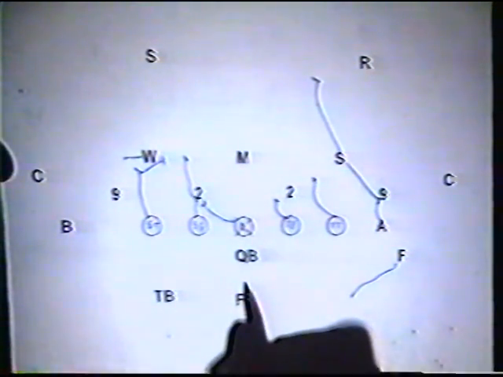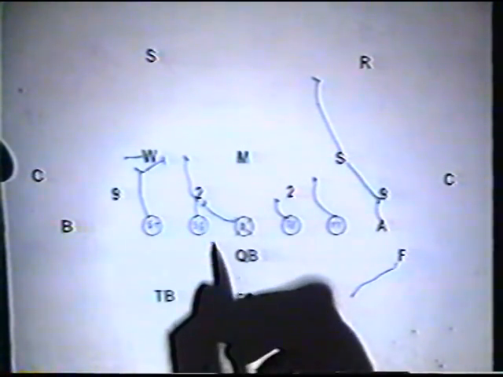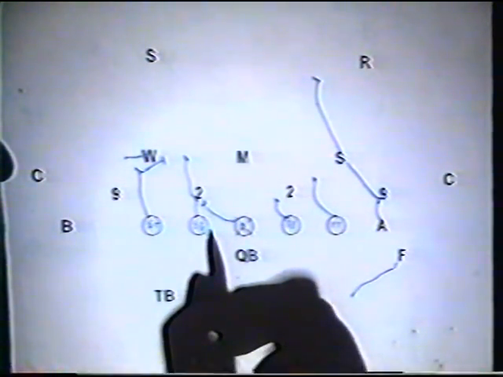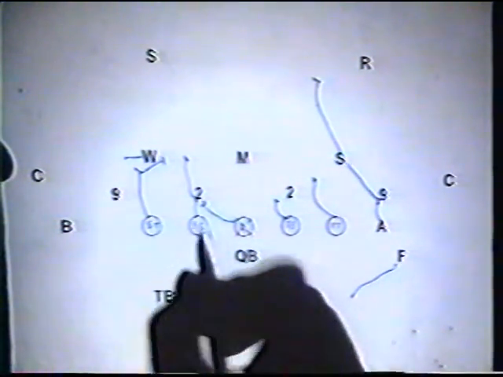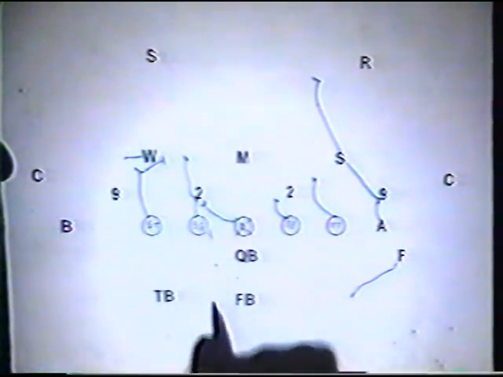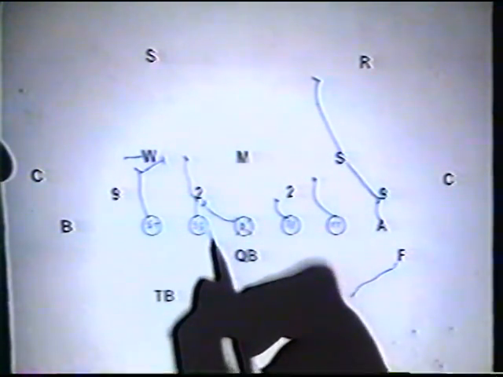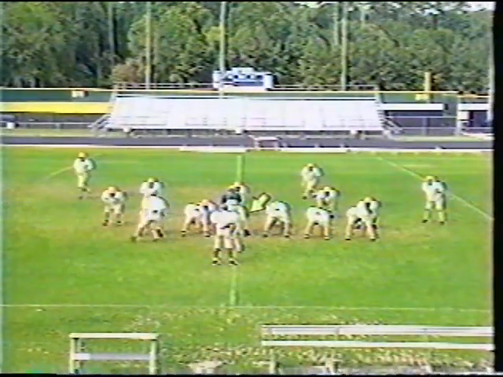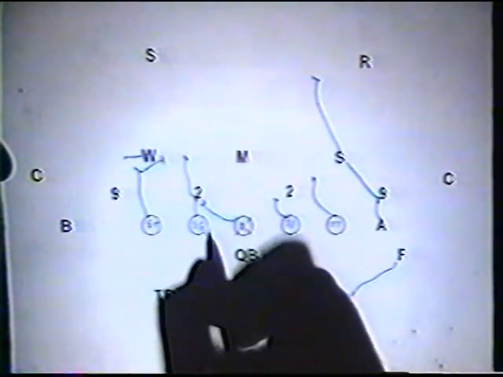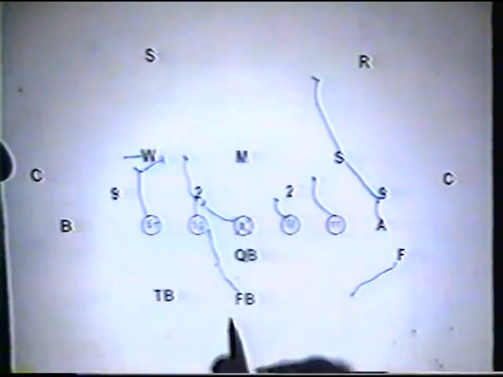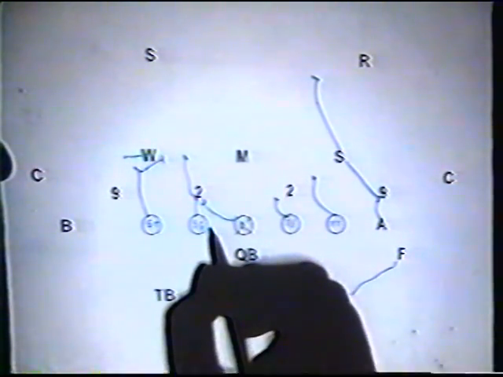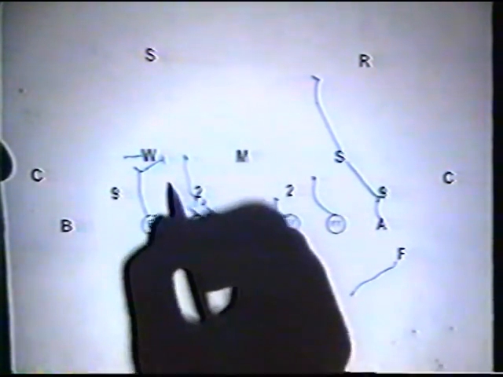We have the fullback. He takes a crossover step. For example, we're in a right set here. He's going to step with his right foot, left foot, right foot, and get himself square right here, helping the quarterback read this 9 technique. We'd like for him to get just light pressure so we can give him the ball, or we can take the ball. So he's basically centered up on that split guard, getting himself square in the hole and helping him read right here.